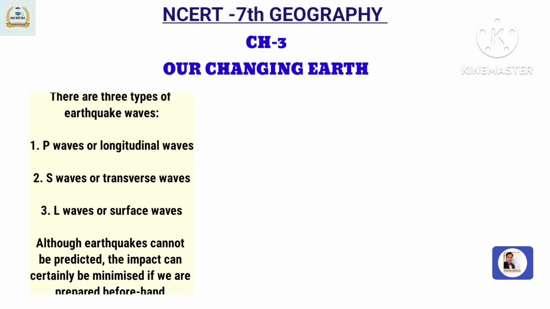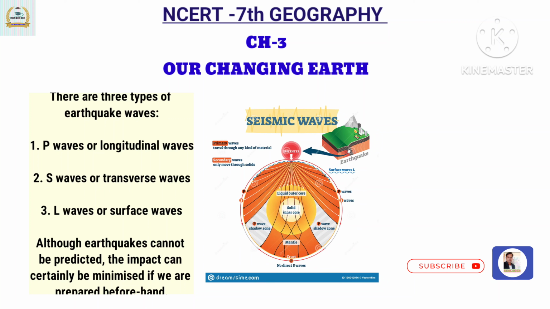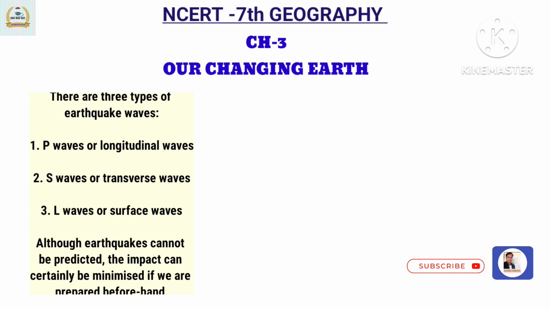Types of earthquake waves. There are three types of earthquake waves. First are the P waves, also called longitudinal waves. Second are the S waves, or transverse waves. Third are the L waves, or surface waves.